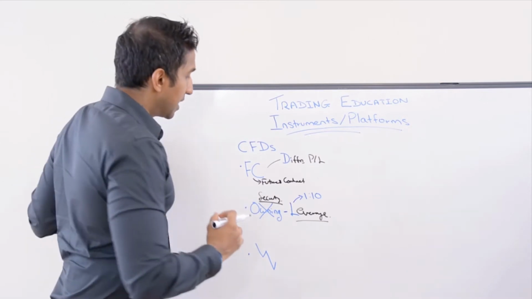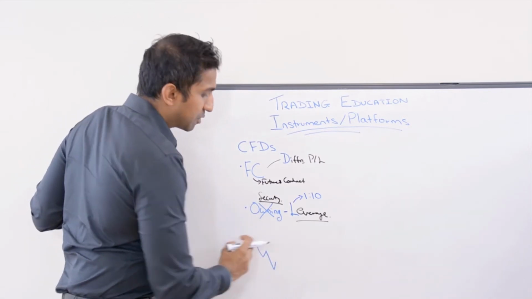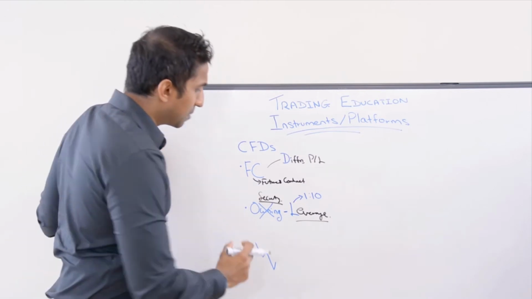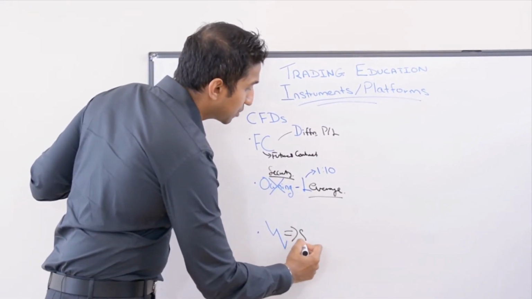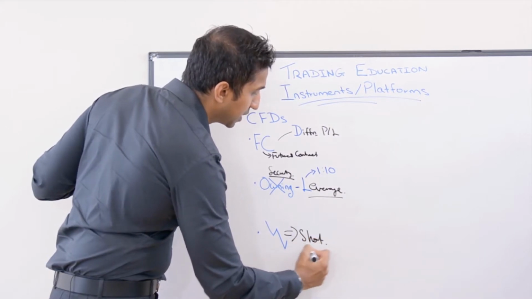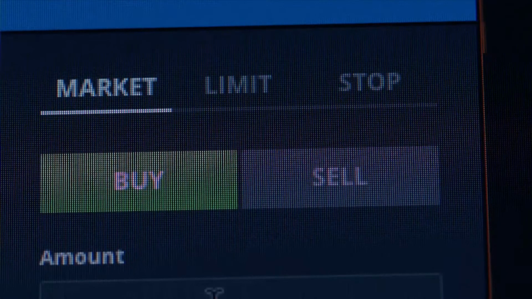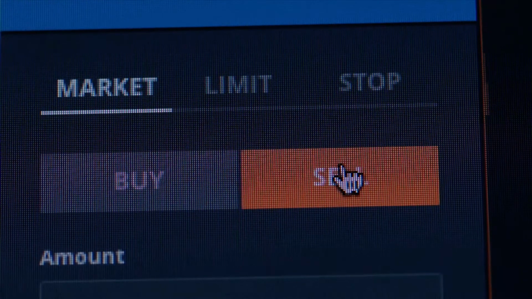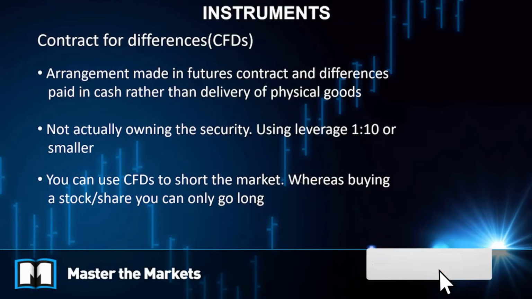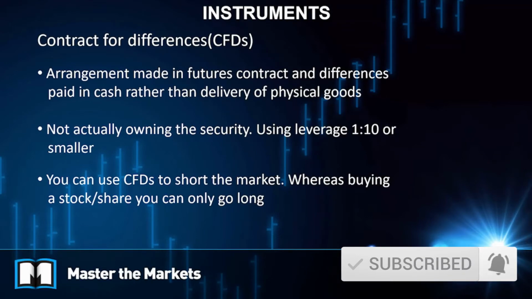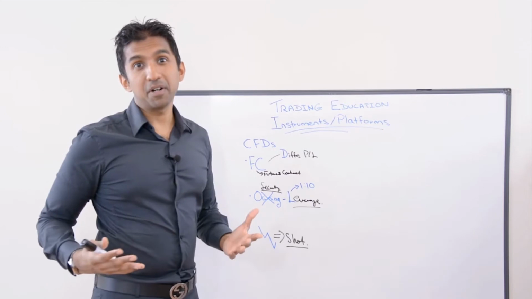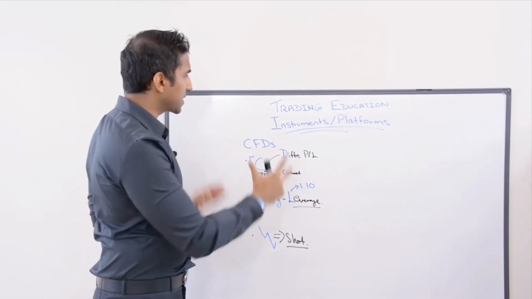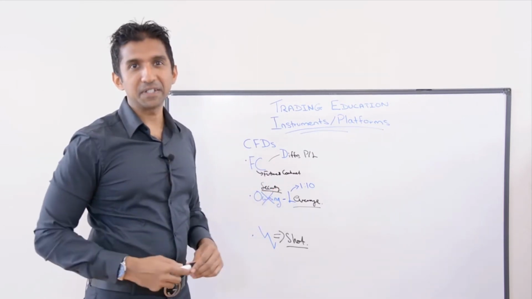modules. Now, finally, one last thing I want to mention about CFDs is that one of the main unique differences about them is that you can use them to short the market. You can look for it to go down. You can make money when the market is going down, whereas when you are buying a stock or a share, you won't be able to do that. Now, let's go live in the market and look at some live examples of CFDs.